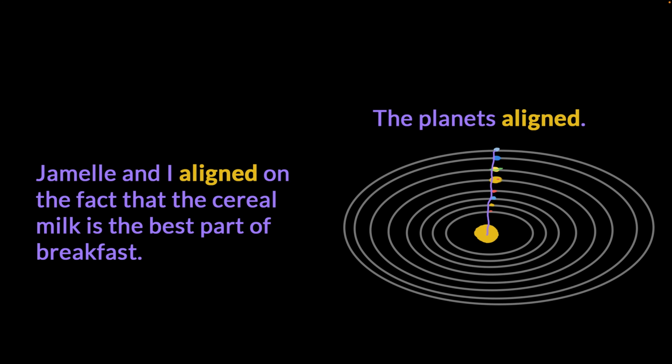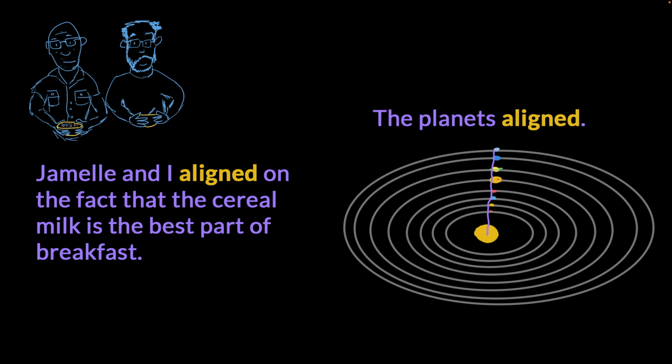Jamel and I aligned on the fact that the cereal milk is the best part of breakfast. Here we are, in fact, in agreement. In alignment, in fact. I'll write that down. So this is the noun form. We've added ment to turn it into a noun. In alignment. And one last sentence.